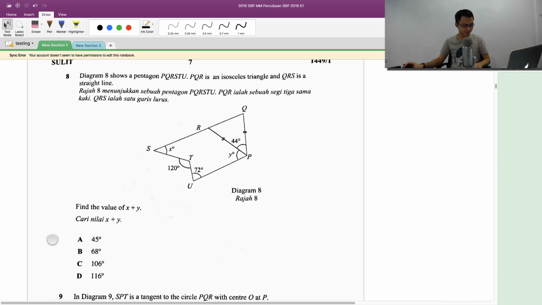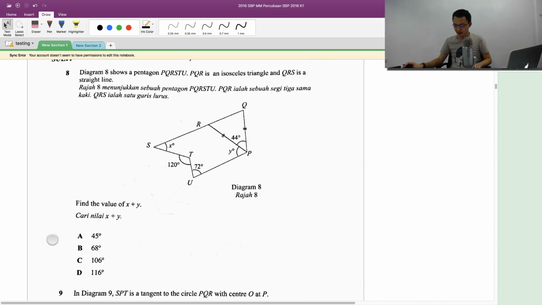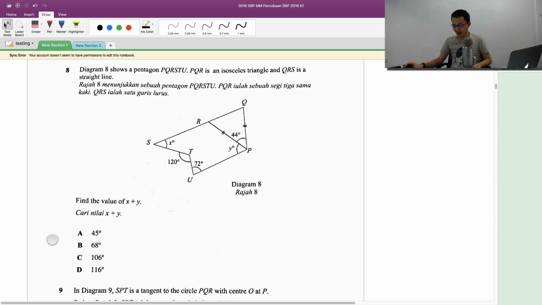Okay, so diagram 8 shows a pentagon. It doesn't say regular pentagon, which means the sides are not necessarily the same length. Basically, this one is a pentagon, PQR is an isosceles triangle, and QRS is a straight line. I guess this one is quite easy.